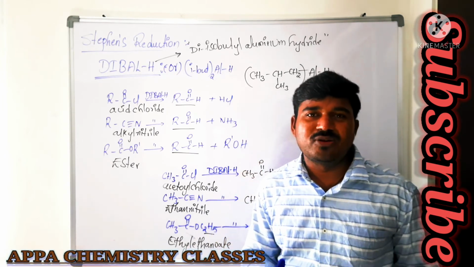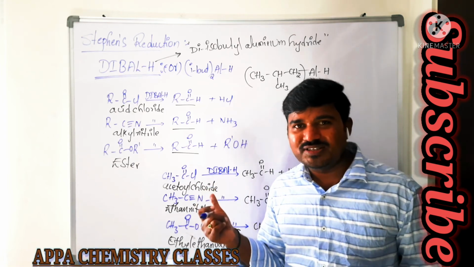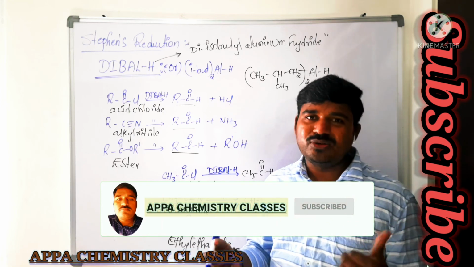I think you have got some clarity about how we prepare aldehydes by using the Stephen reaction and Rosenmund reduction in the previous video. You can find it in the i-Cards.